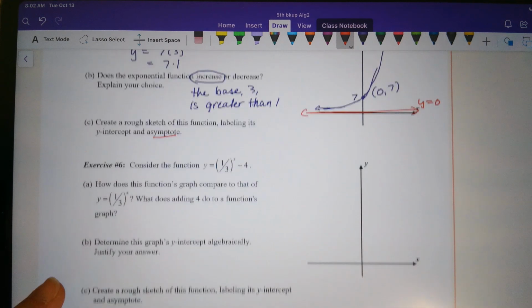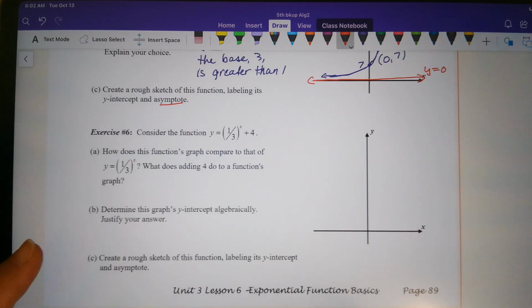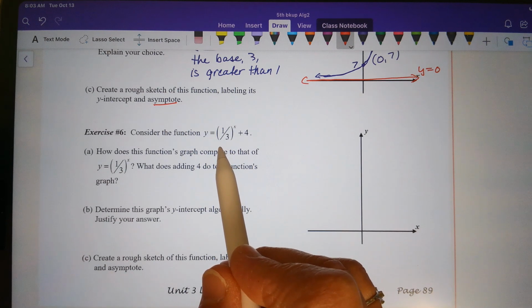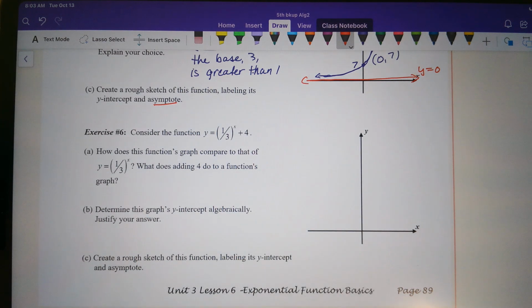Consider the function y equals 1/3 to the x plus 4. All right, so this is a little different here. We definitely have a base that's less than 1, so we know that this is going to be decreasing. But then we've got this plus 4 at the end. How does this function's graph compare to that of y equals 1/3 to the x? Well, let's look at it.